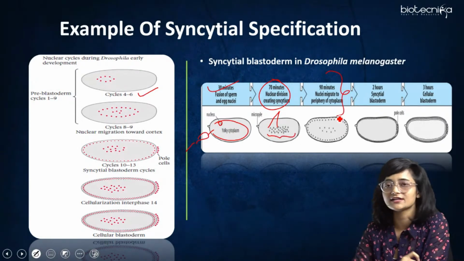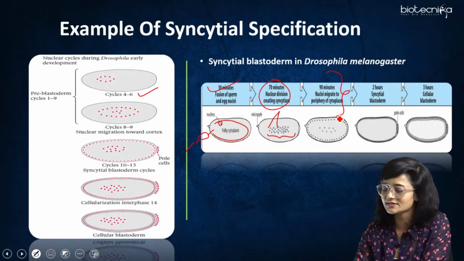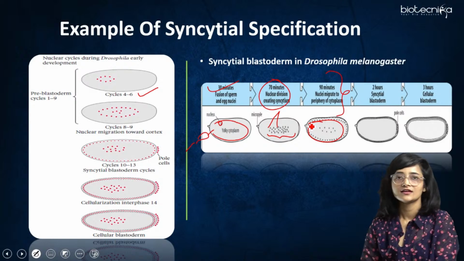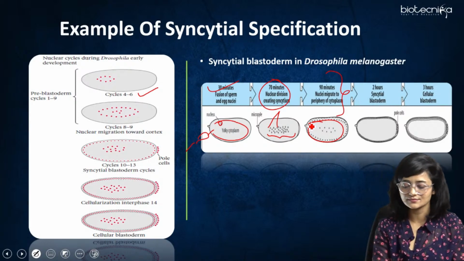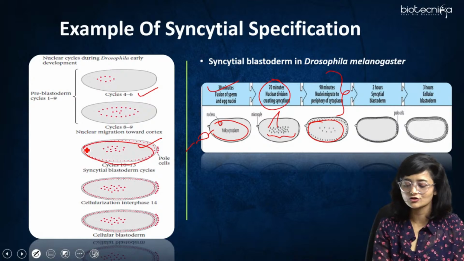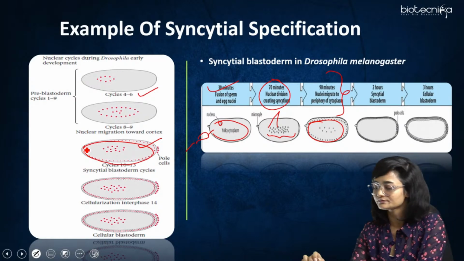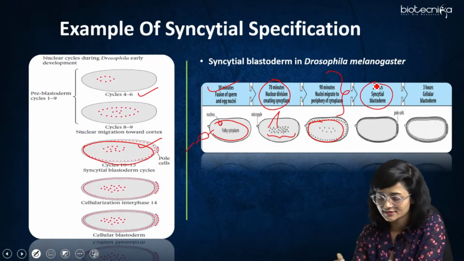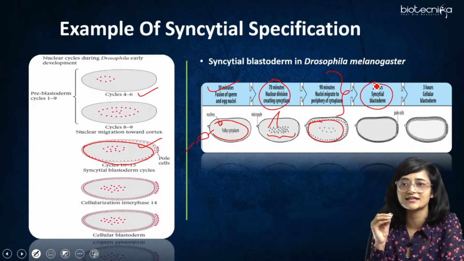After 90 minutes, it is observed that nuclear migration takes place. This nucleus migrates into the periphery. Here also in the diagrams, it is seen that after 90 minutes the nucleus migrates to the periphery, right? Then after 2 hours, it is seen that cellularization takes place, right?